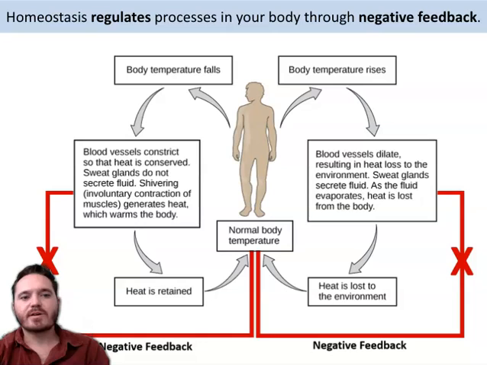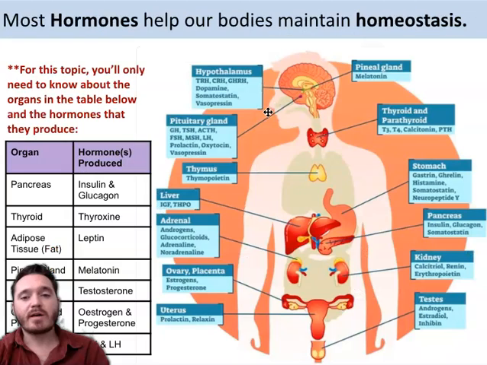Okay, so here's a slide reviewing homeostasis, and how homeostasis regulates processes in your body through negative feedback. What is negative feedback? Negative feedback is a way for a system to keep in balance and control or regulate something. So here's an example with body temperature. Our body tries to maintain a constant body temperature. How does it do that?